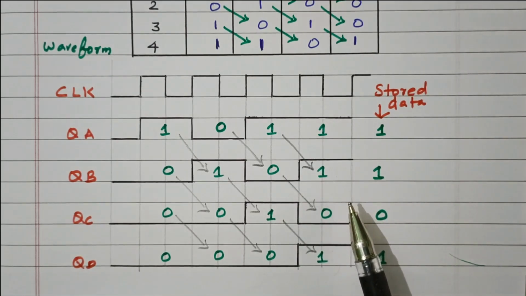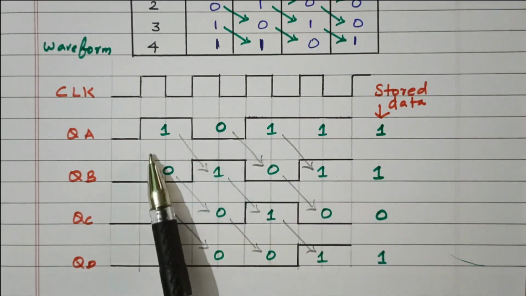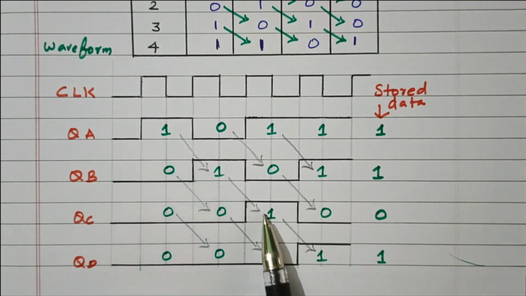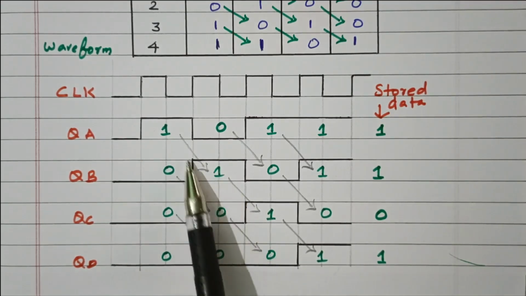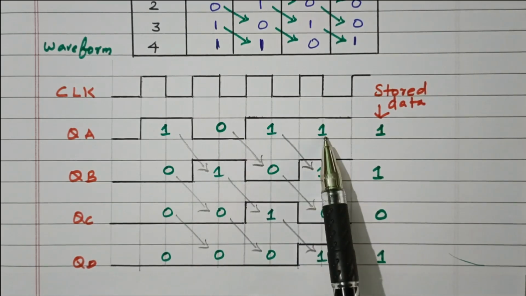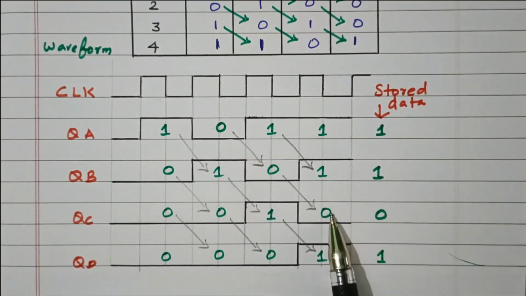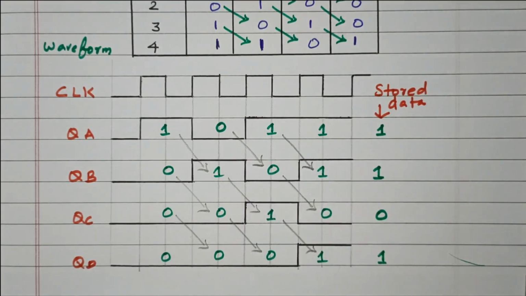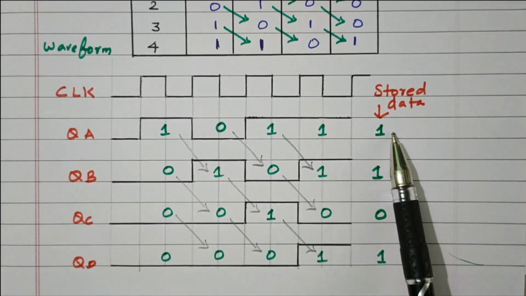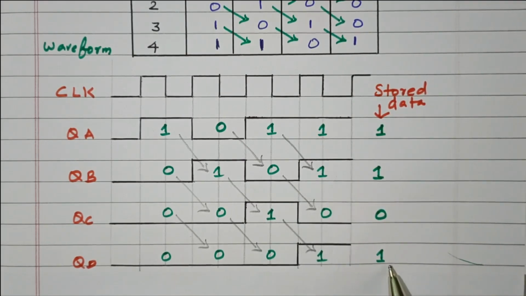After applying the 4 clock pulses, the data is moving. The initial 1 is transferred to the next, and keeps on going serially while applying the clock pulses. This 1 keeps on transferring, this 0 also, this 1 also. So 1, 0, 1, 1 will be available at the output. This is the LSB and this is the MSB. The MSB is stored in QA and the LSB is stored in QD.